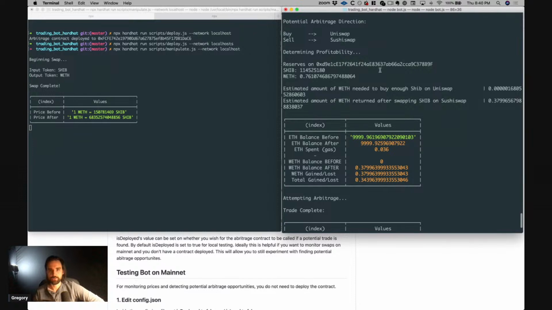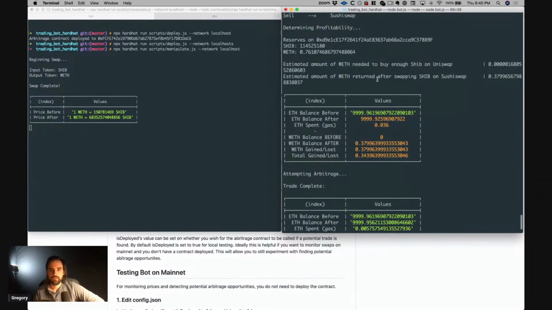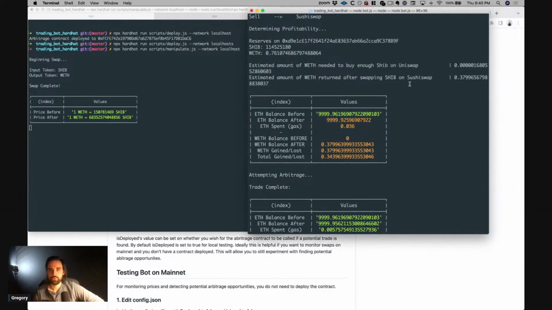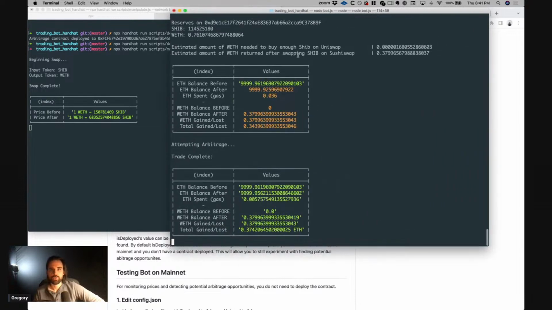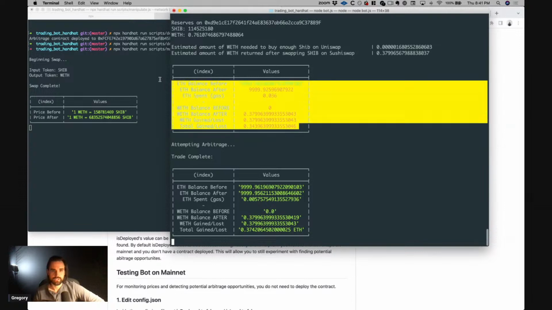It's determining the profitability. So the reserves here are this. It's kind of small for Sushi Swap. And then here are the reserves on the other one. And the estimated amount of WETH that you need to buy that much SHIB on Sushi Swap. Again, this is the constraining pool. And the estimated amount of WETH returned after swapping is this. So basically, you're going to make a 0.37, or roughly 0.38, WETH profit. So this is what it expects.